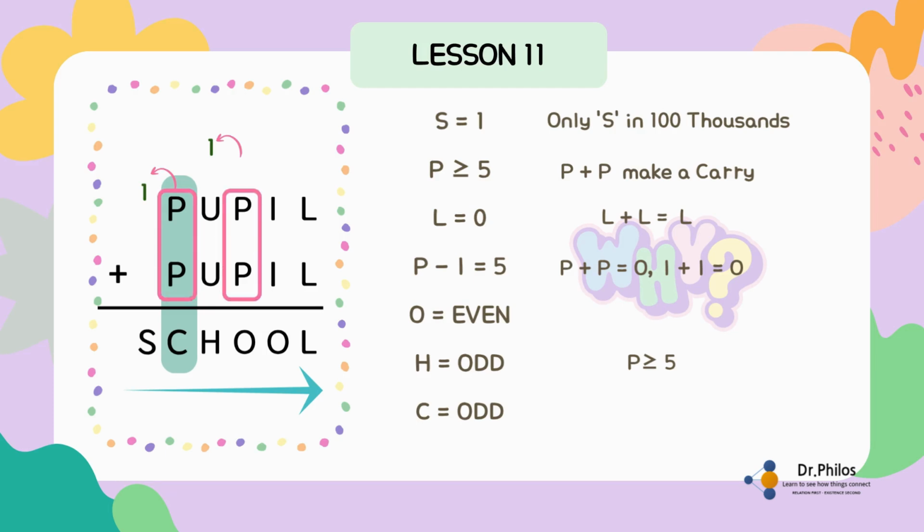P plus P is used in both the 10,000s place and the hundreds place, but the results are C and O, which are different. This means there is a carryover from the thousands place. So, C becomes an odd number, and U is 5 or more. And C minus O equals 1.